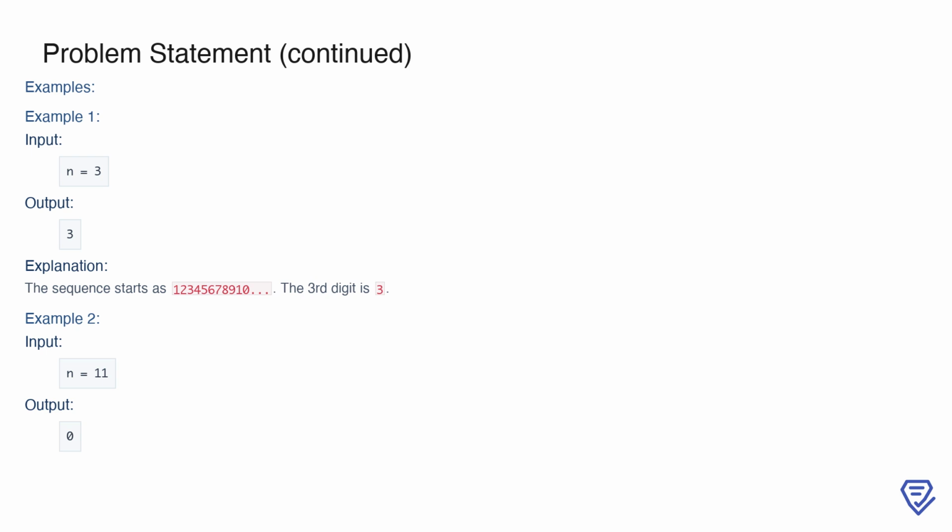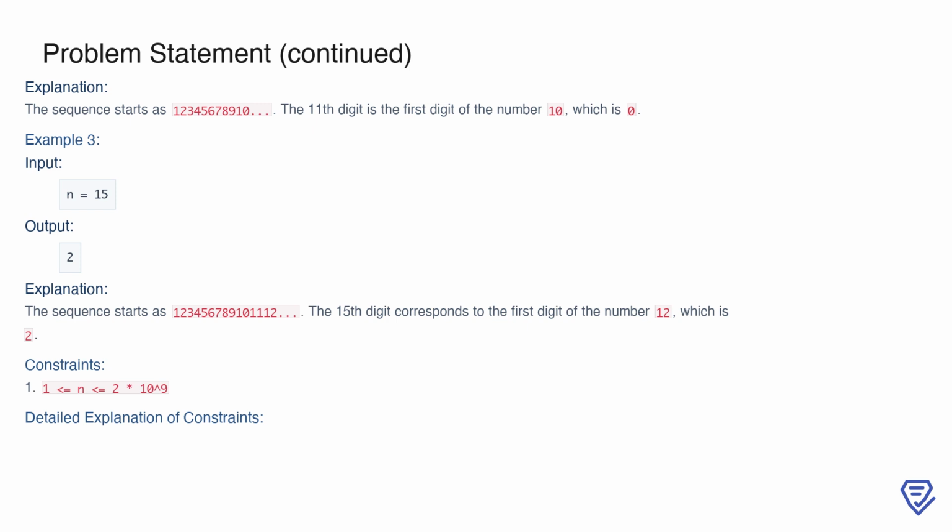These examples illustrate how the position n maps to a specific digit within the concatenated sequence. Now consider another example where n is 15. If we count through the sequence 1 2 3 4 5 6 7 8 9 1 0 1 1 1 2, we see that the 15th digit is the first digit of the number 12, which is 2. So, the output here is 2.